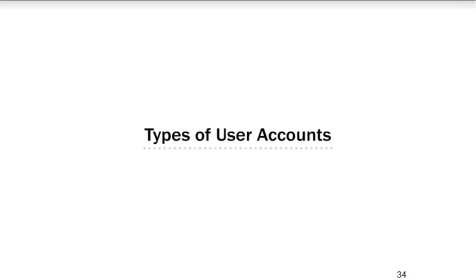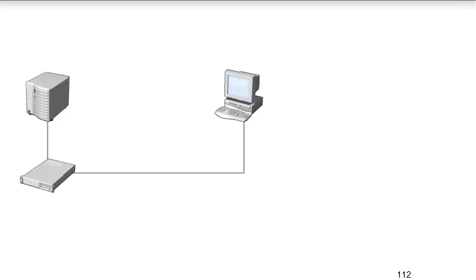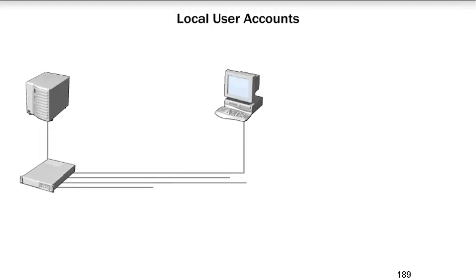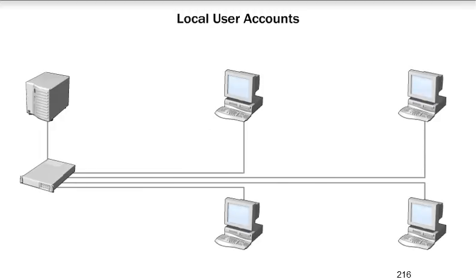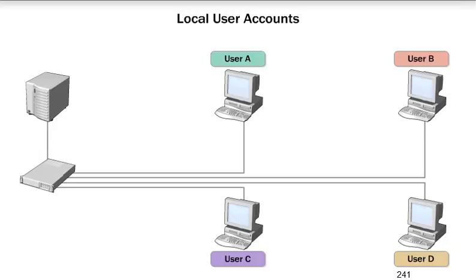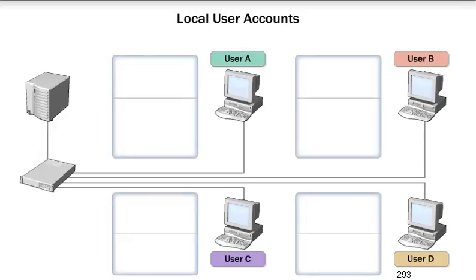In this presentation, you will learn how the needs of network users are met by using accounts that grant different levels of access to network resources. On a standalone computer, or a computer that is a member of a workgroup, permissions are assigned to local user accounts based on the needs of different kinds of users.